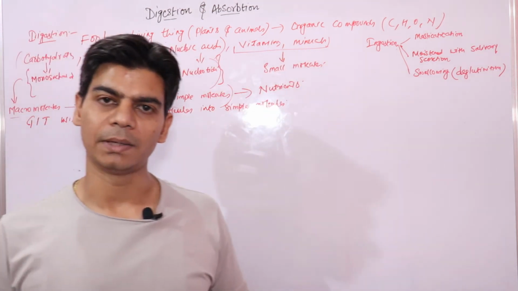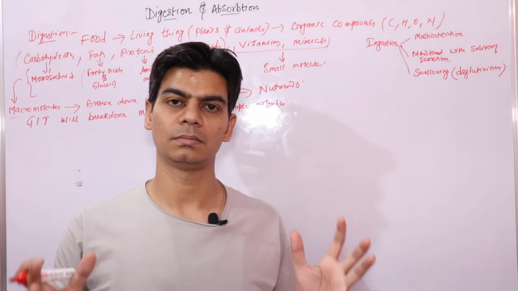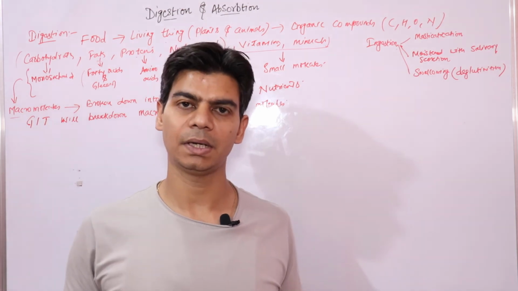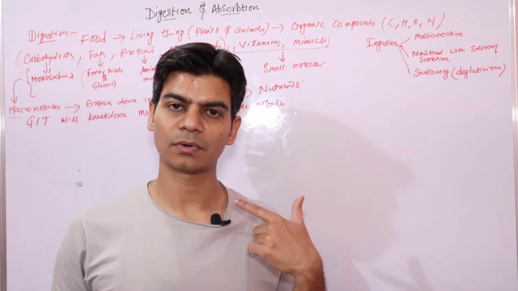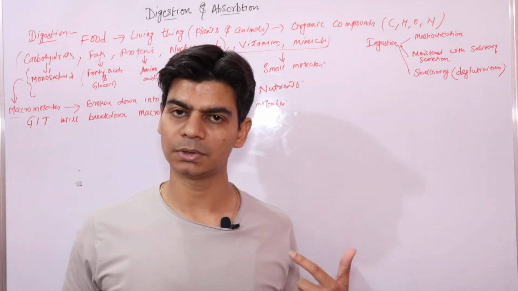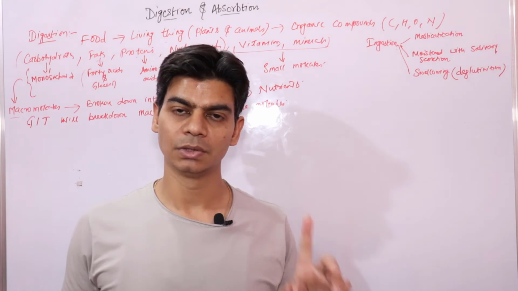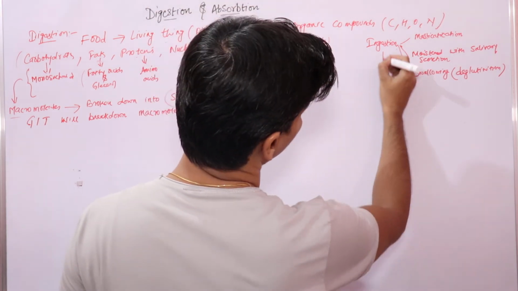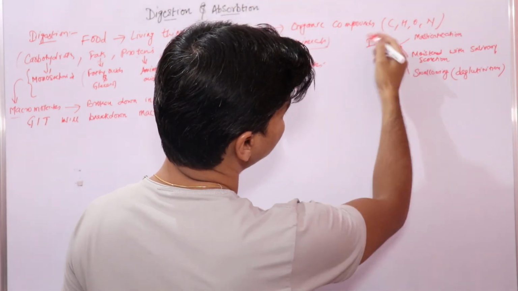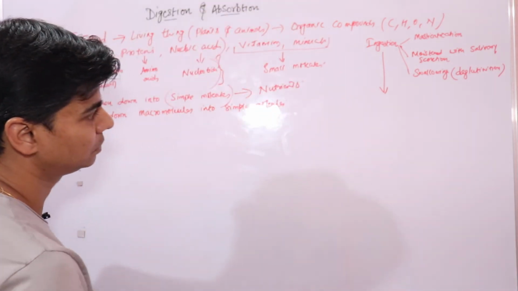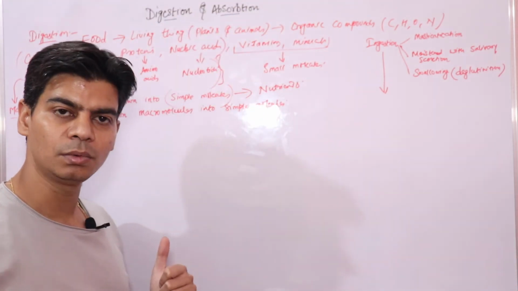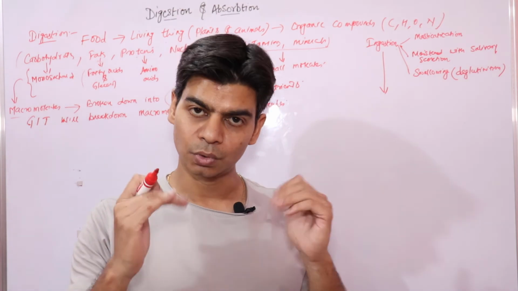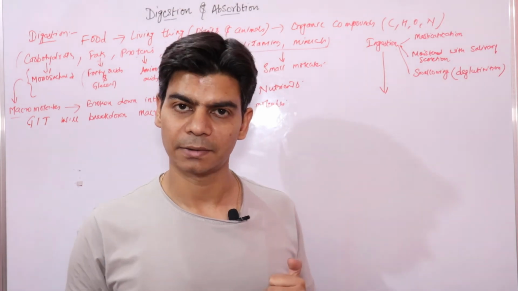Now once you have swallowed the food, the food enters the food pipe, which is your alimentary canal. Alimentary canal is nothing but the food pipe that starts from our mouth and ends at the other end, which is your anus. So this alimentary canal extends from mouth till the anus. Once the food is swallowed, it travels down through the food pipe into your complex digestive tract.